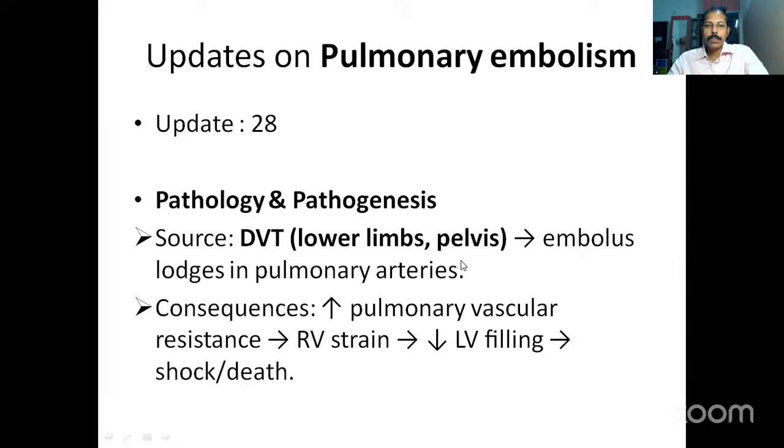What are the consequences? Because of the lodgement of the pulmonary artery by emboli, there will be increased pulmonary vascular resistance. That leads to right ventricular strain or right ventricular failure. Once the RV fails, it distends, so it distends the nearby chamber, that is the left ventricle. So that reduces the LV filling, and that leads to shock or death. So that is the consequences. This is a sequelae of a pulmonary embolism.